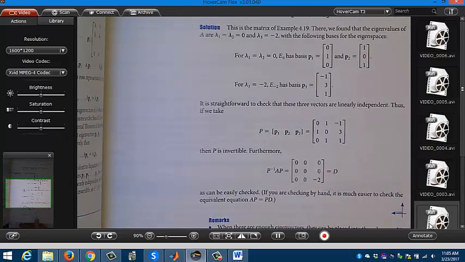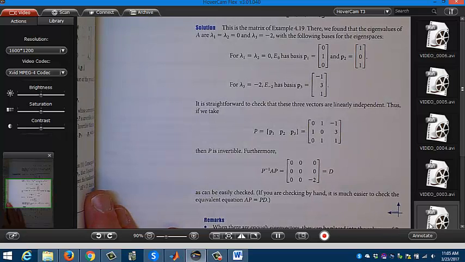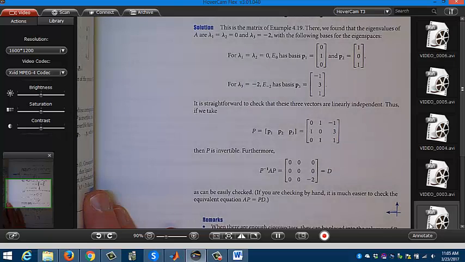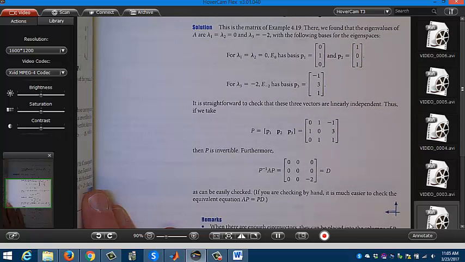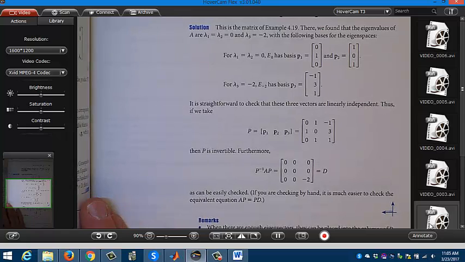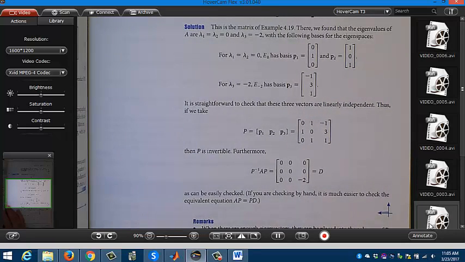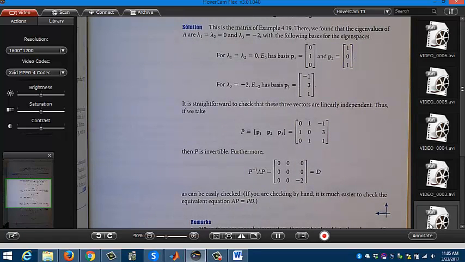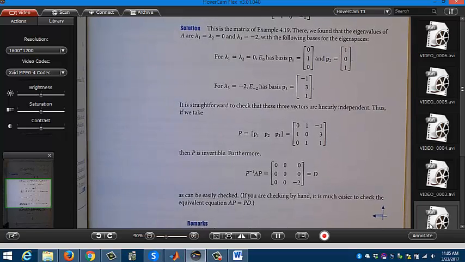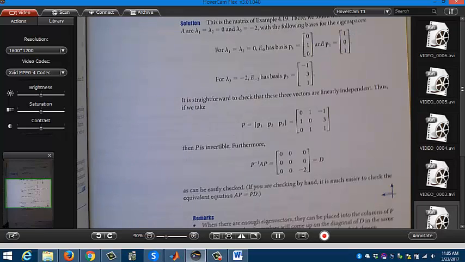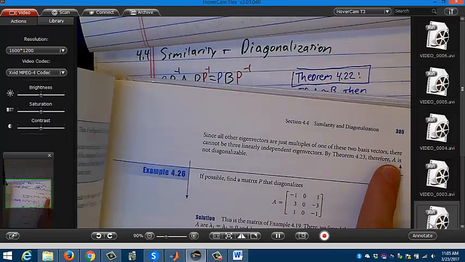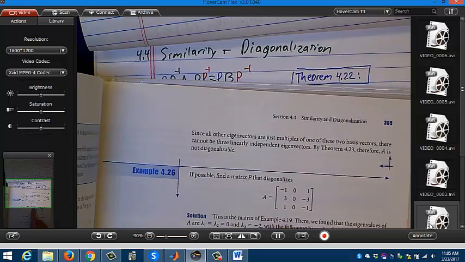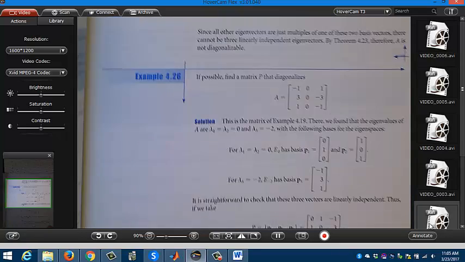Does that mean the sum of the algebraic multiplicities and the sum of the geometric multiplicities have to be equal then? If each of the algebraic multiplicities is the same as each of the geometric multiplicities, then your matrix is diagonalizable. But this one we were just doing, here's the punchline: it's not diagonalizable. So then they do 4.26, and we already did it in 4.19.